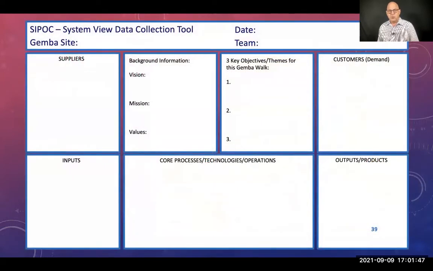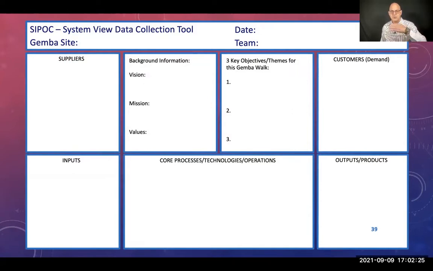Here's one format for a SIPOC. We used to use this for system level gemba walks. When we take a team out to some workstation, some work area, they would want to go through and record the background information, which includes the vision, mission, and values of the company in general. What are the objectives for this particular gemba walk? And then who are the suppliers and customers on either side? But the main system elements are the inputs, core processes, and outputs.